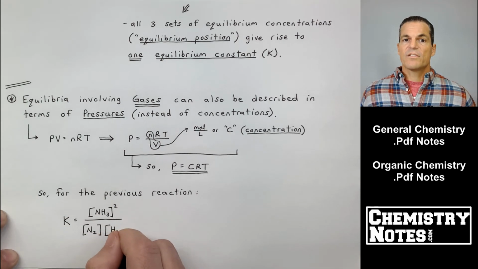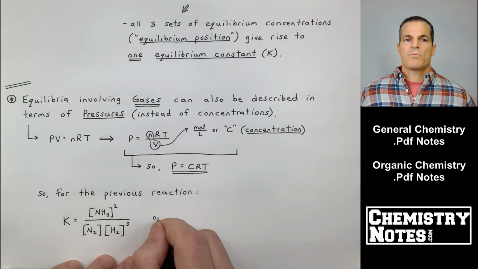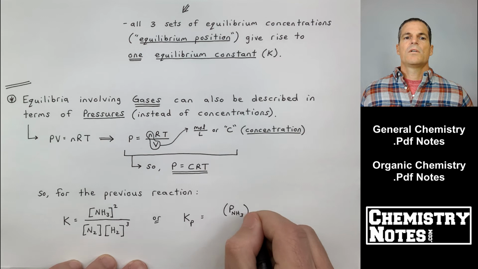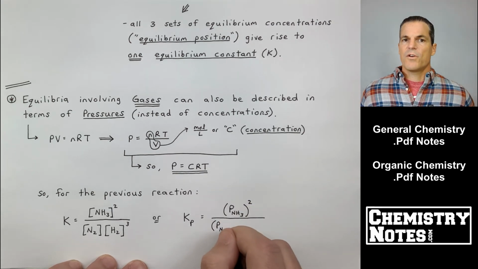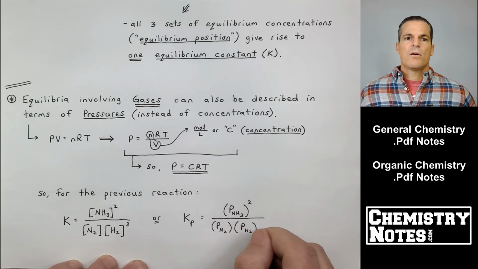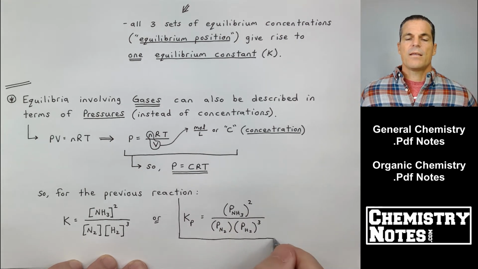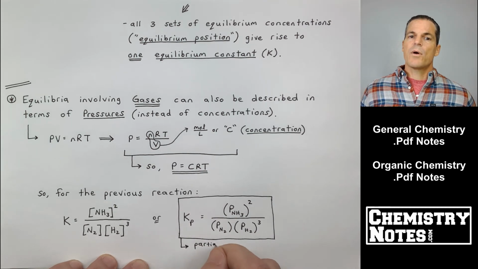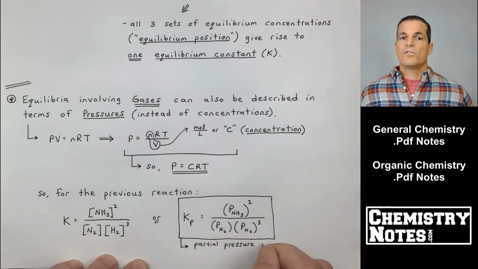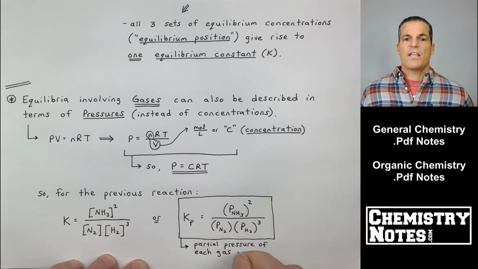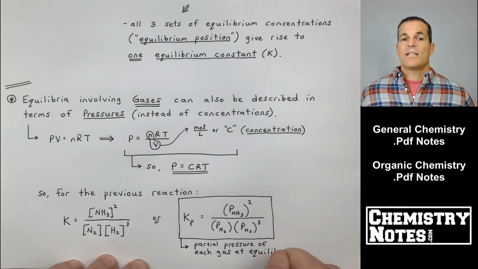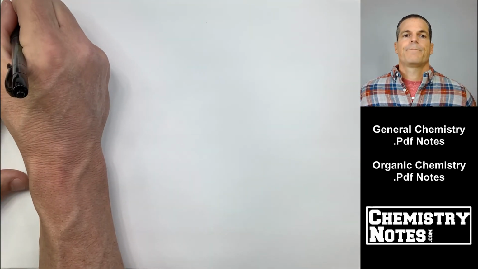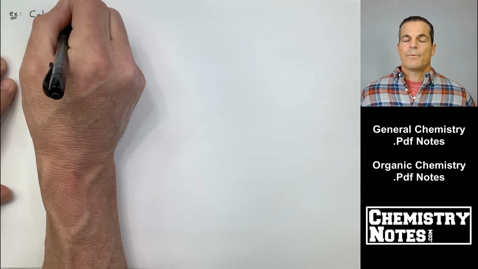So for the previous reaction, my equilibrium expression was K equals concentration of NH3 squared divided by concentration of N2 divided by the concentration of H2 to the third. My Kp, or my equilibrium constant in terms of pressures, is the partial pressure of NH3 squared divided by the partial pressure of N2 divided by the partial pressure of H2 cubed. So it says in the box, that's the partial pressure of each gas at equilibrium. So let's do an example.